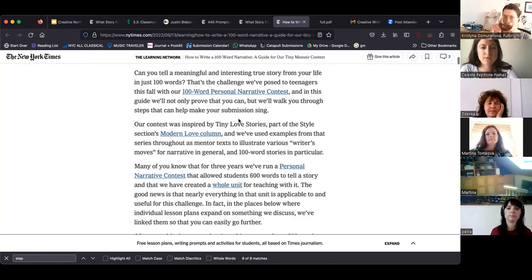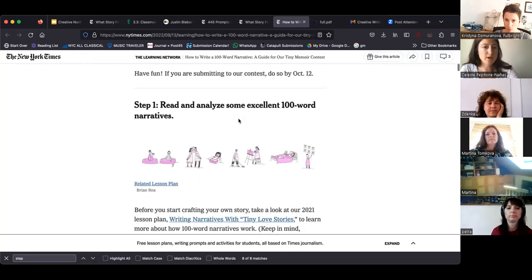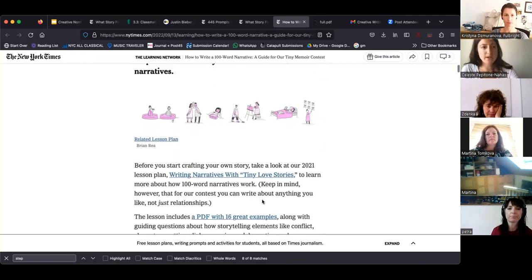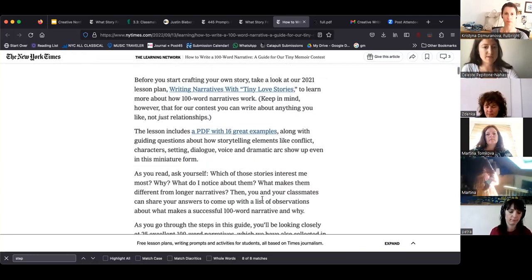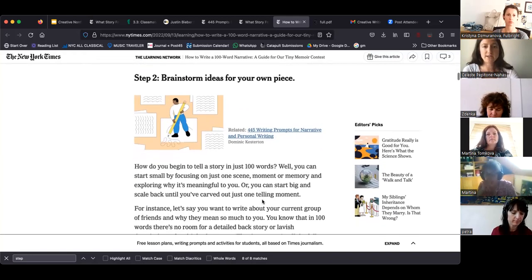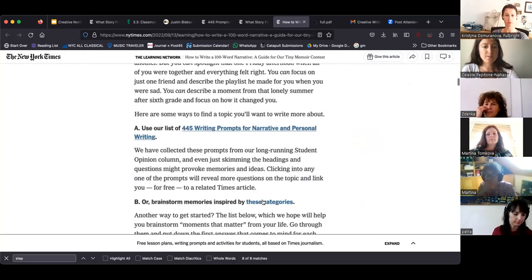So here we have step 1, reading and analyzing some examples. They have many, many student-written examples on their website. And then step 2 would be to brainstorm ideas for your own. And they have prompts. They have 445 writing prompts for this activity.